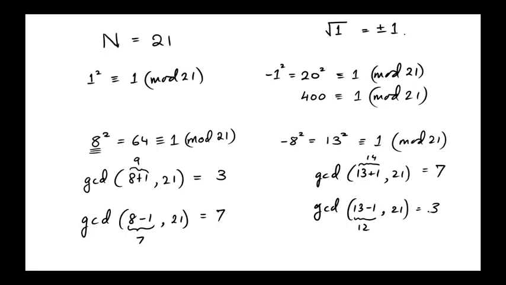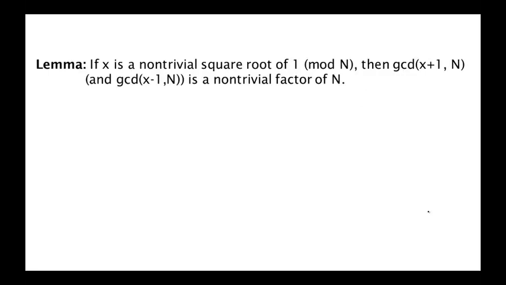Okay, so what's going on here? Well, what's going on here is this general principle. If x is a non-trivial square root of 1 mod n, then the GCD of x plus 1 and n and the GCD of x minus 1 and n give you non-trivial factors of n. How do you prove this? Well, let's see. x is a non-trivial square root of 1 mod n, meaning x is not congruent to plus or minus 1 mod n.